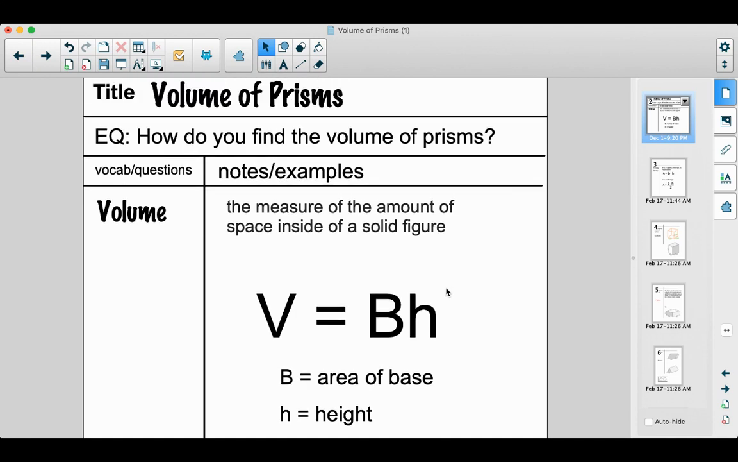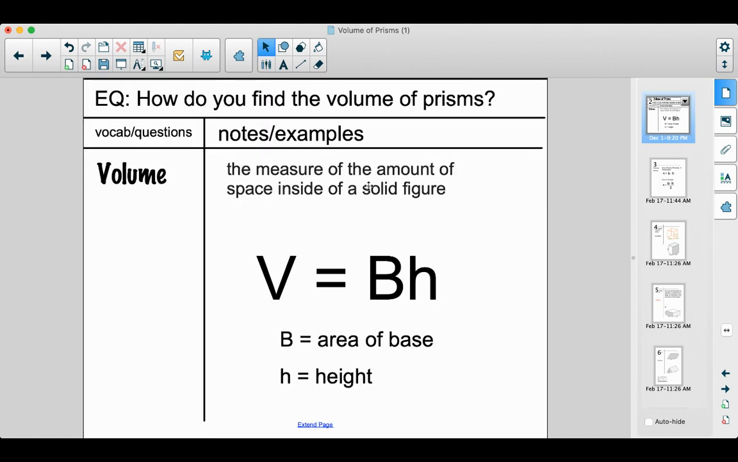We're going to talk about volume today. We just finished talking about surface area. Surface area is the area of the surface around the outside of a shape. Volume is a measurement of the amount of space inside of a solid figure. So we're looking at how much space inside, so how much it can hold.